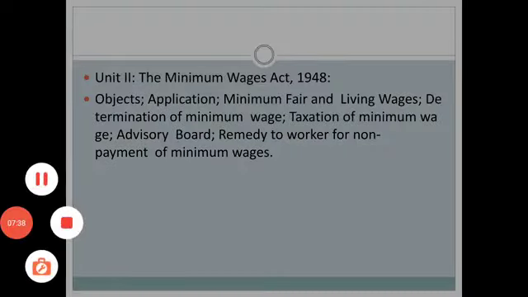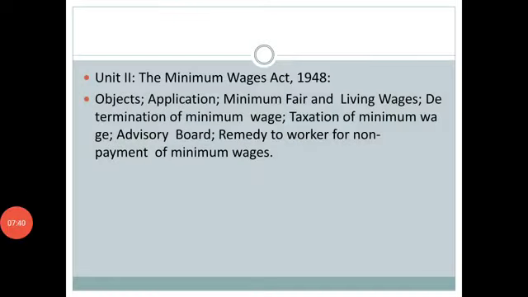Then unit number 2 is entitled the Minimum Wages Act 1948.